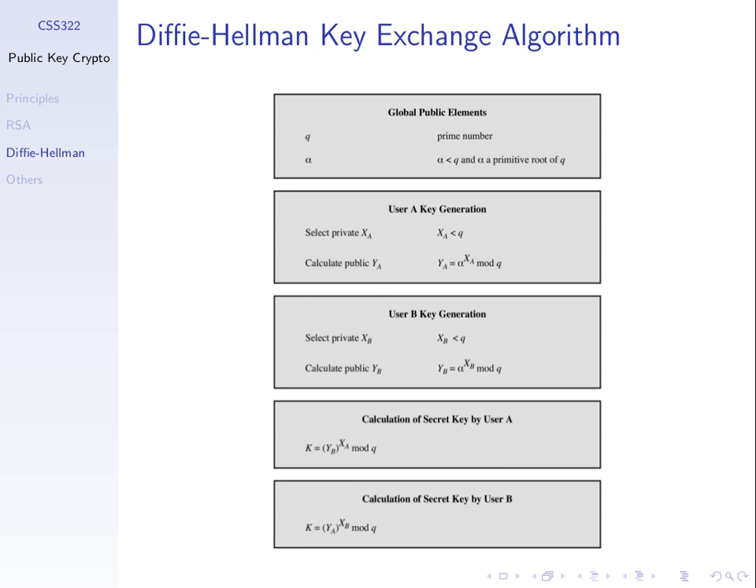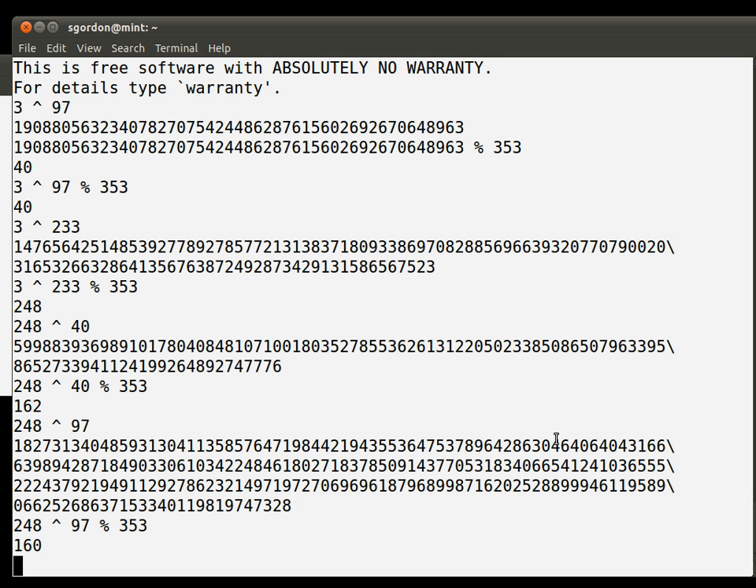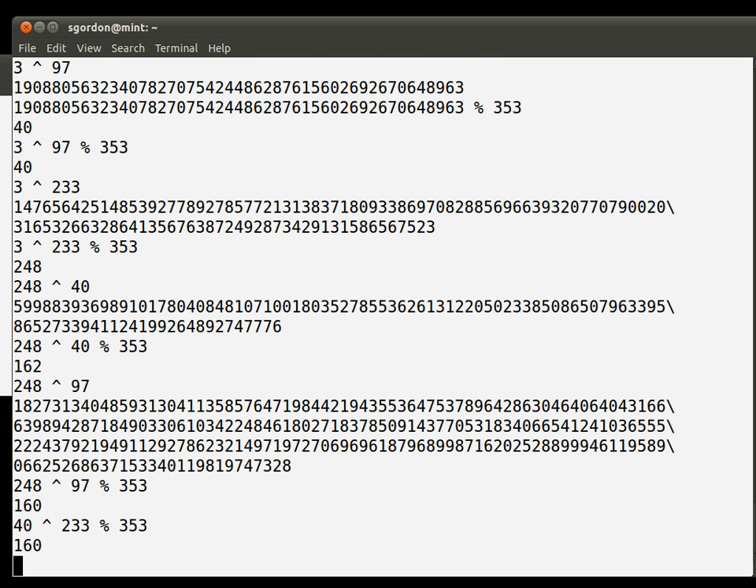And again, our calculator: 40 to the power of 233 mod 353 is 160, but you knew that. That's our shared secret value, 160, the key. Both sides have K equals 160. We'll show you briefly why that's the case. It's some simple mathematics why they get the same value. And then we'll see why it is hard for an attacker to find that value.